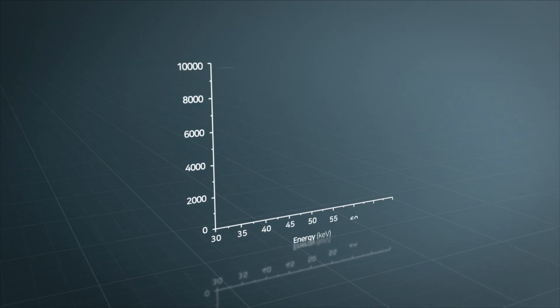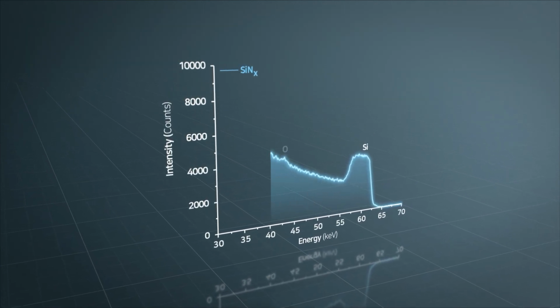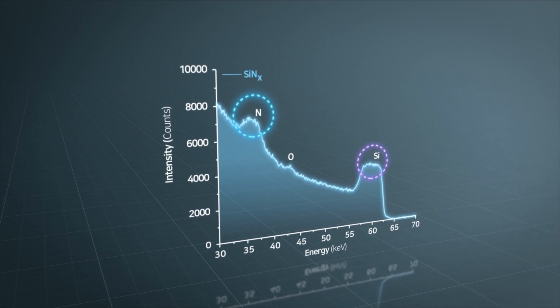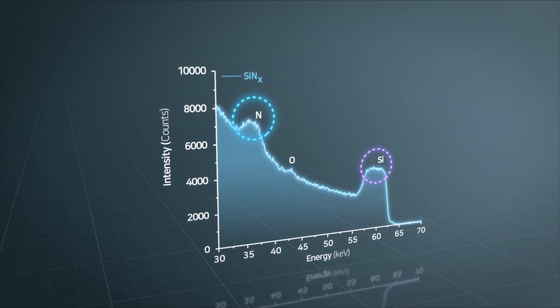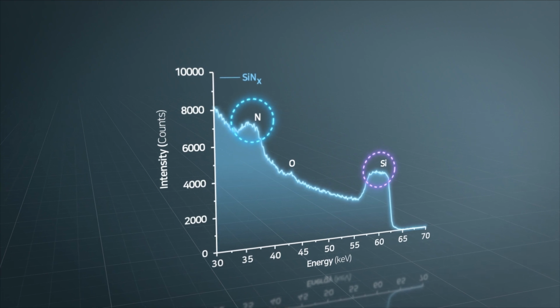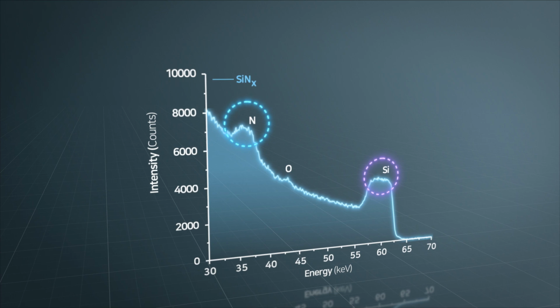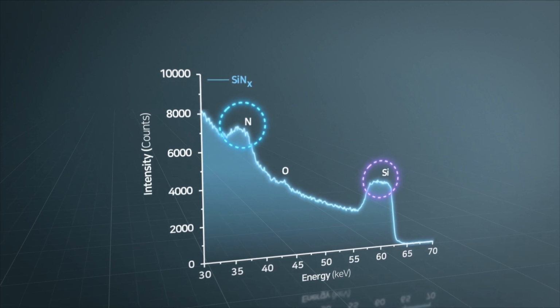This graph shows the spectrum of silicon nitride. Using this spectrum, the composition and thickness of silicon and nitrogen can be analyzed. This spectrum lowered the spectrum of the silicon substrate using a channeling method to more clearly confirm the nitrogen spectrum.